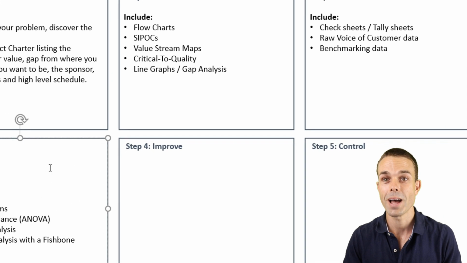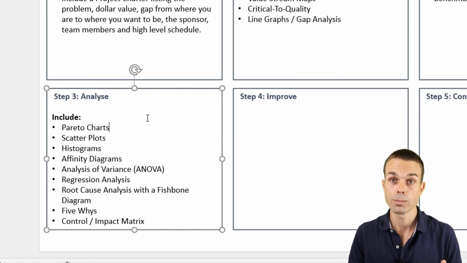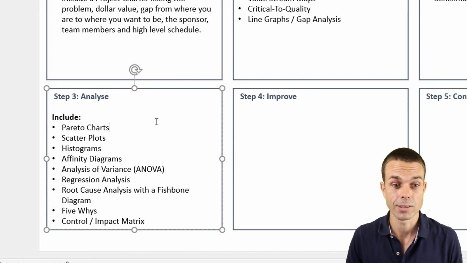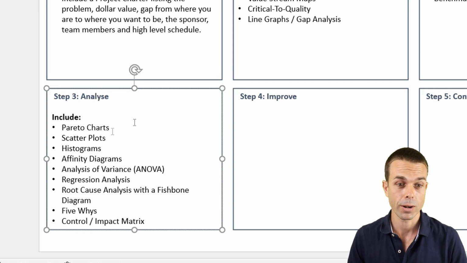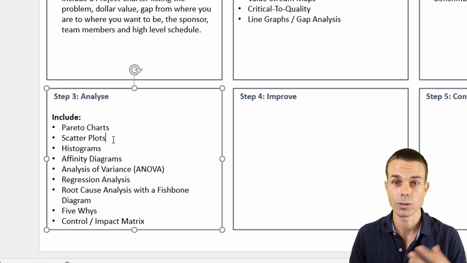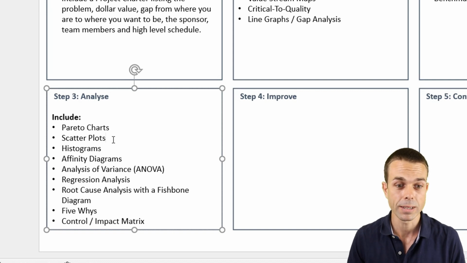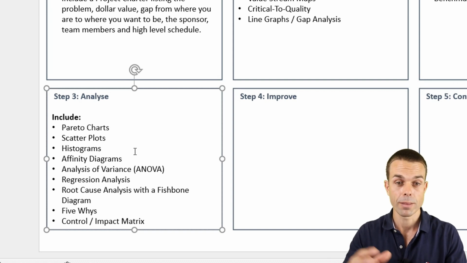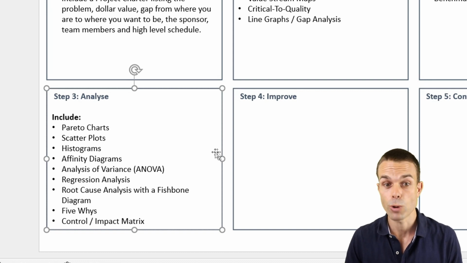Then of course we need to analyze it and get to the root cause. So what we're doing now is problem solving, and to do that we might use things like Pareto charts. So where are the most defects happening? Include your Pareto chart. Include scatter plots when you've gathered that data and now you can clearly see where the problem is. Histograms for the same reason. Affinity diagrams where maybe things are overlapping or things are all in the same bucket of problems, for example. Analysis of variance or ANOVA. Regression analysis to see trends.